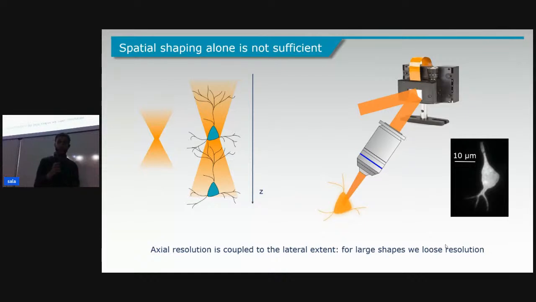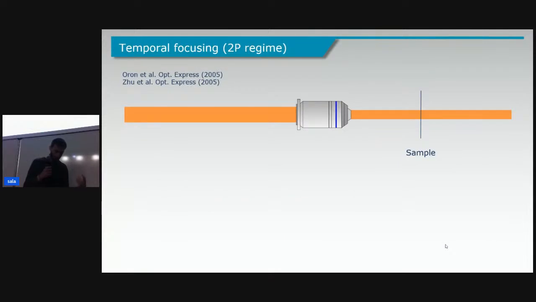And that means that if you have a three-dimensional object, like a brain, with many different neurons at different planes, then you risk exciting all of them at the same time, which goes back to the original problem: this way we're going to activate most of the neurons, and this is not what we want to do. You cannot get rid of this with linear optics. What you can do is go to nonlinear optics and introduce what I mentioned in the previous slide, this temporal shaping, or temporal focusing technique.